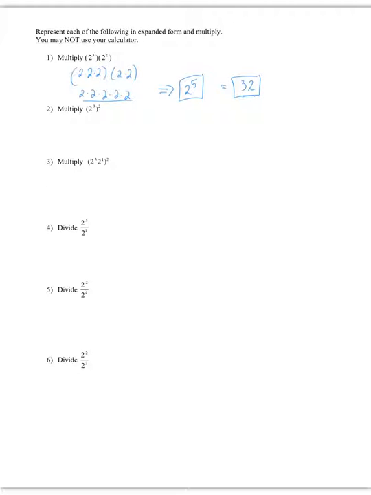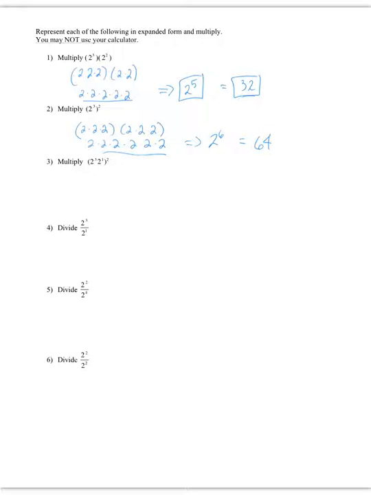Now try the next one. 2 cubed, which is 2 times 2 times 2, is being squared. So we would repeat it again by multiplication. So in expanded form, how many of them would we have? 6. So there it is in expanded form, and this would be 2 to the 6th power, which equals 64.